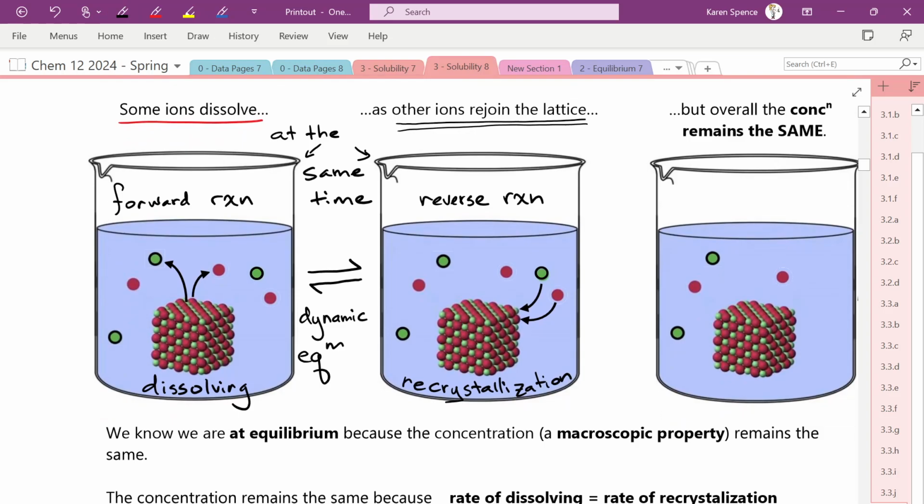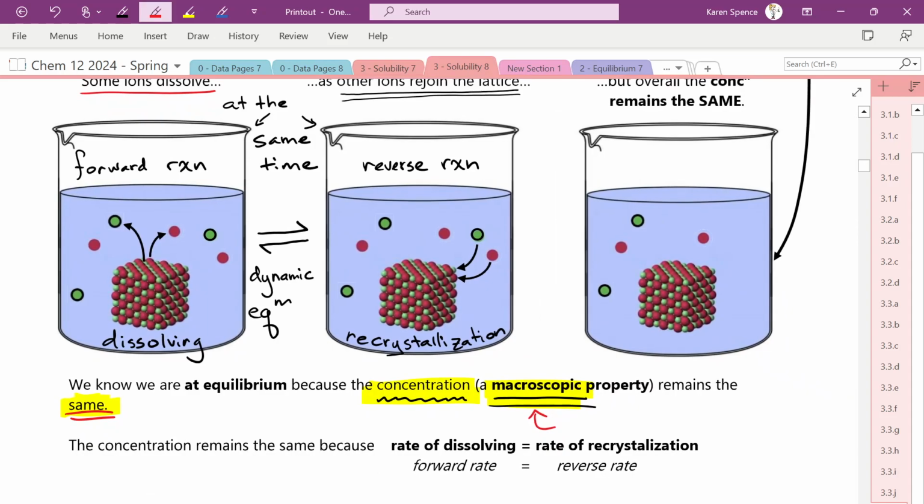And that maps with what we know about concentration because concentration is what kind of a property? A macroscopic property. So concentration, which is a macroscopic property, remains the same. And that's how we know we are at equilibrium. What is a macroscopic property? An observable property.